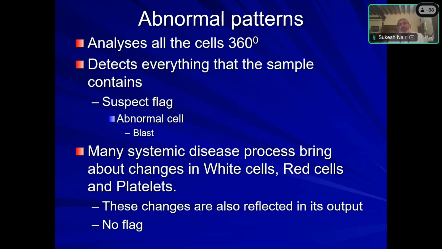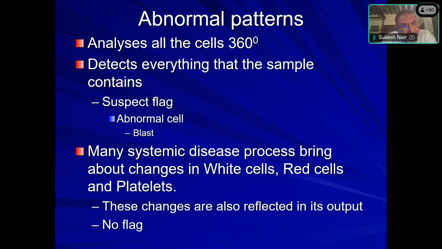But you must realize that a cell counter analyzes a cell in 360 degrees. When we look under the microscope, we are not looking at 360 degrees. We are only looking at 180, maybe 90. So you must realize that a cell counter is able to detect everything that the sample contains. And that's why it is also able to give a suspect flag like an abnormal cell or a blast, because it comes in an abnormal algorithm.